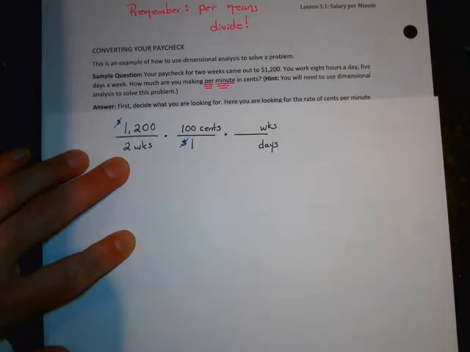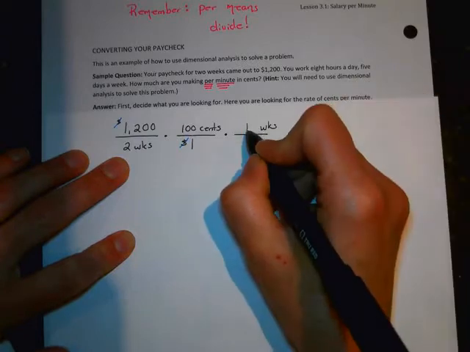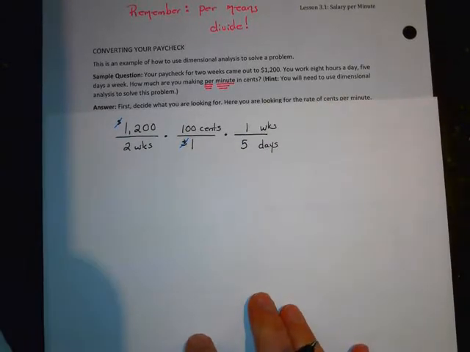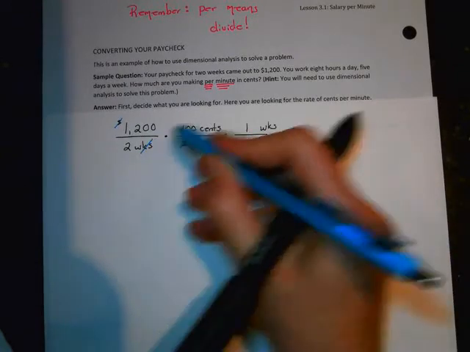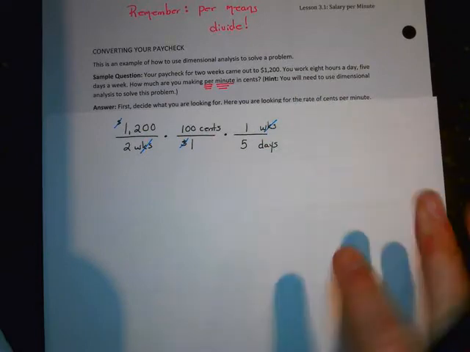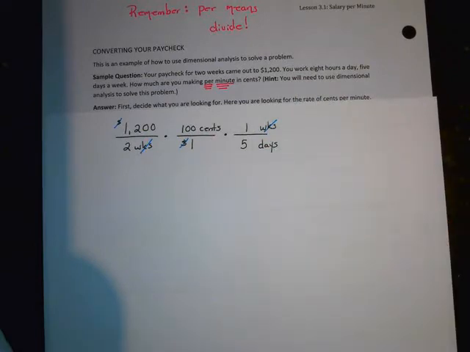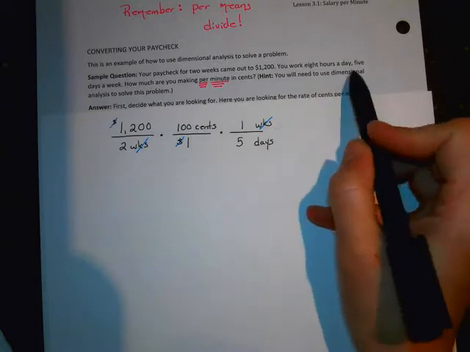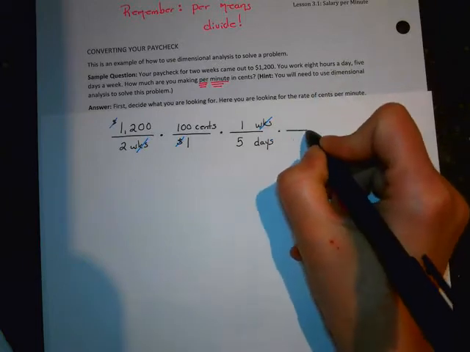Okay, so now let's make sure we can cancel our weeks. I have weeks on the bottom and weeks on the top. So now my units are in cents per day. All right, so I can go from days to hours, right? Because they said in 1 day I work 8 hours. So I want to get rid of days. So if days are on the bottom, I've got to put days on the top. And now we're going to have hours on the bottom.